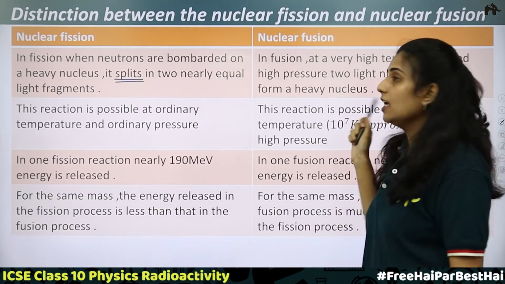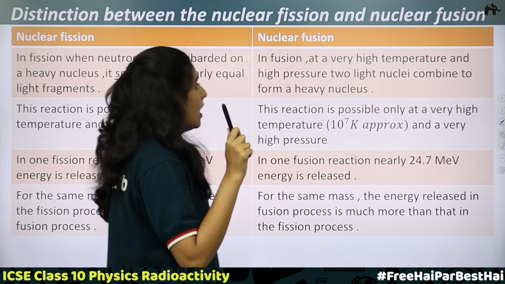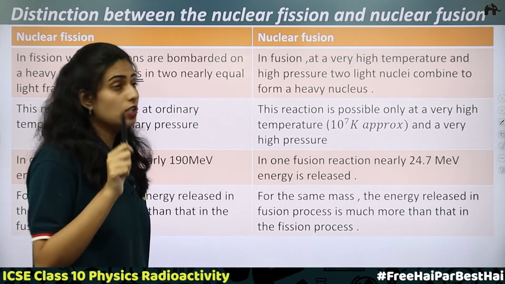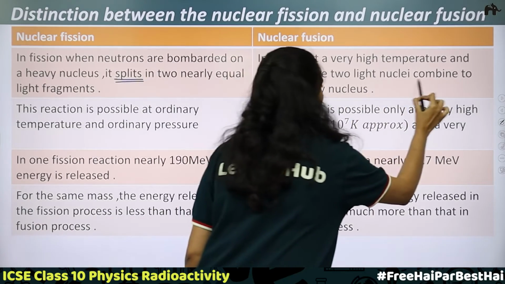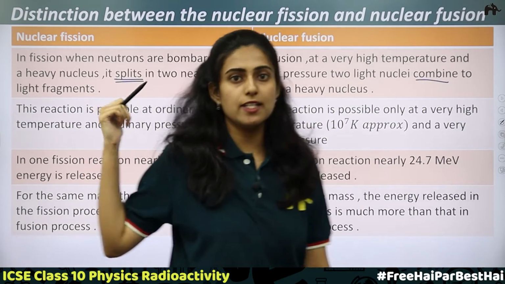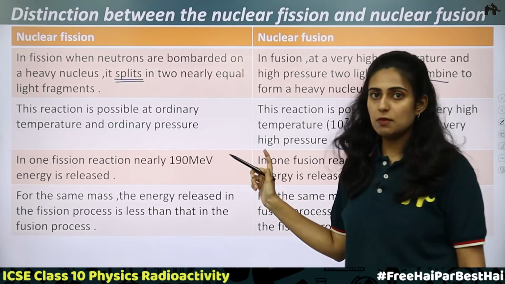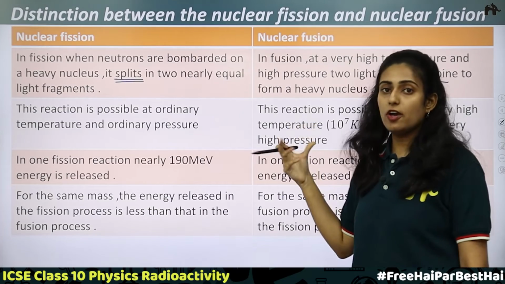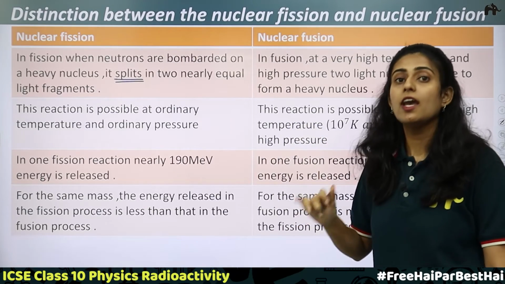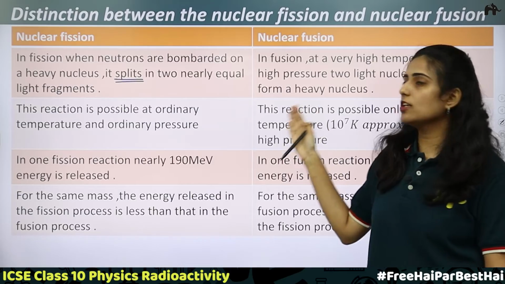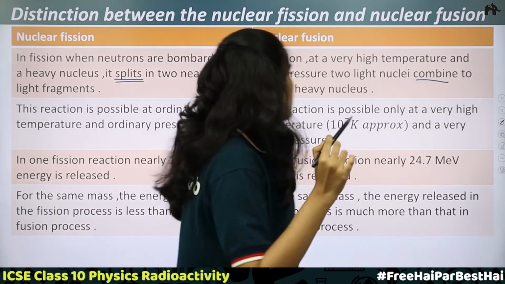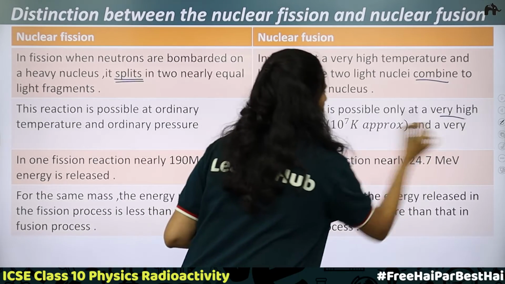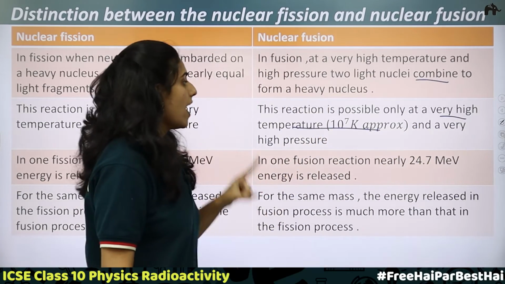Now what about fusion? In a fusion reaction, which is happening at a very high temperature and high pressure, two light nuclei combine to form a heavy nucleus. So here it is splitting and here it is combining. Now the second point, fission is possible at ordinary temperature and ordinary pressure. The last point that we discussed in the case of nuclear fusion: it cannot happen at ordinary temperature and ordinary pressure. The nuclear fusion reaction is possible only at a high temperature, approximately 10 raised to 7 Kelvin, and a very high pressure.